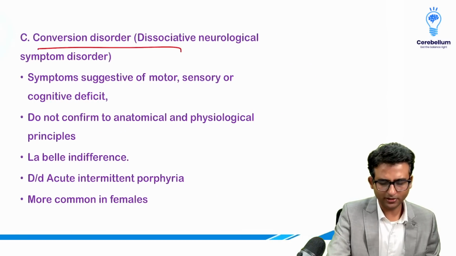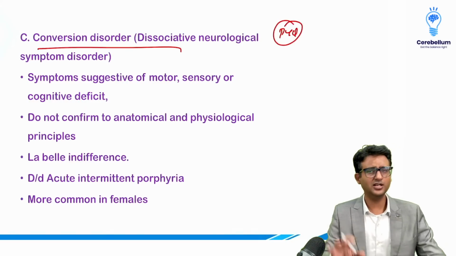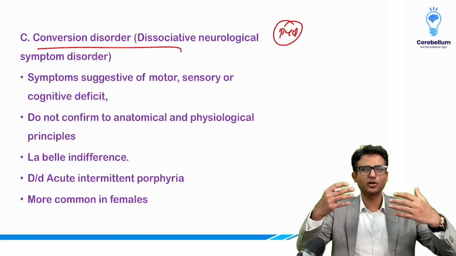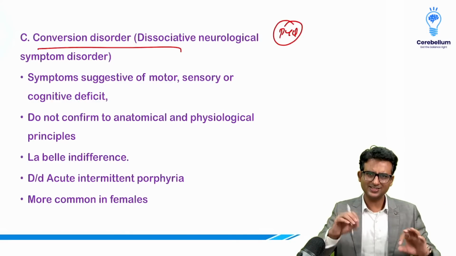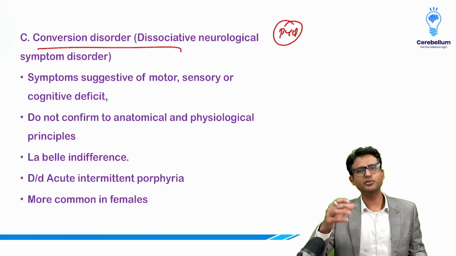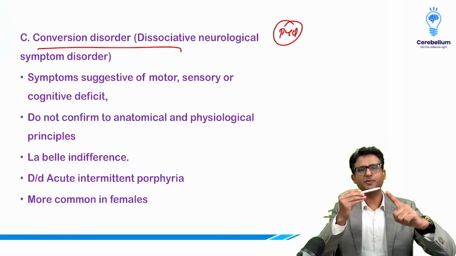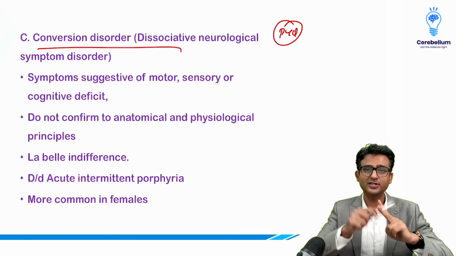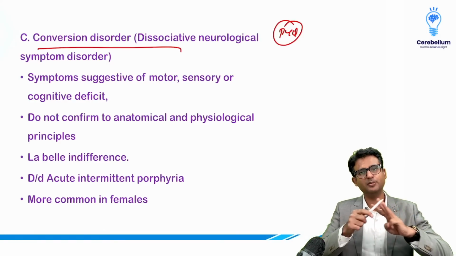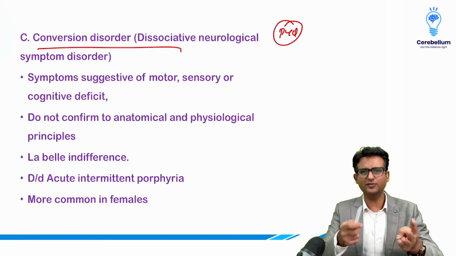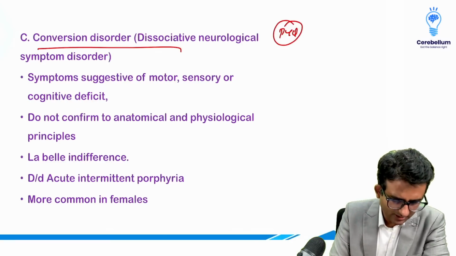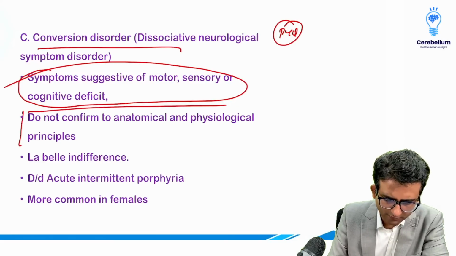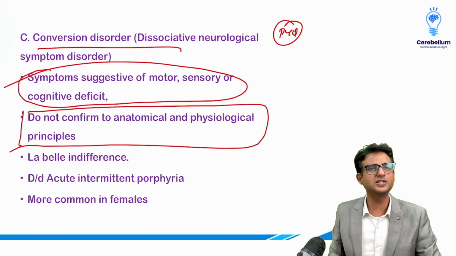Conversion disorder, important question. In conversion disorder, what is going to happen? The patient is presenting to you with neurological symptoms, but the cause is psychological. What can happen? Patient may present to you with motor symptoms, weakness in a limb, may present with a sensory symptom, or even they may present with cognitive symptoms or even seizures. So symptoms are suggestive of neurological disorders, but they do not conform to the anatomical or physiological principles.